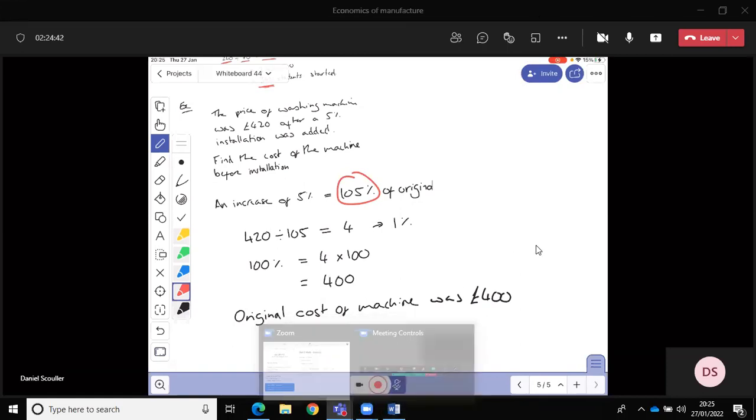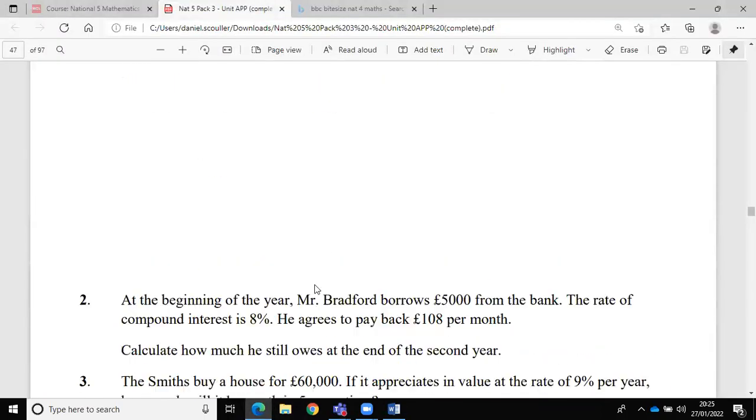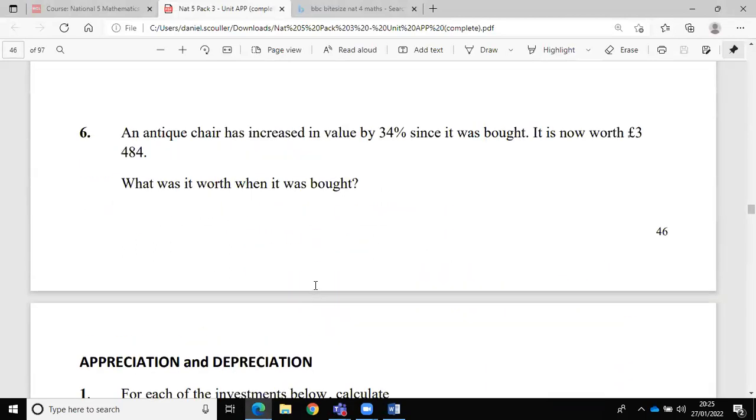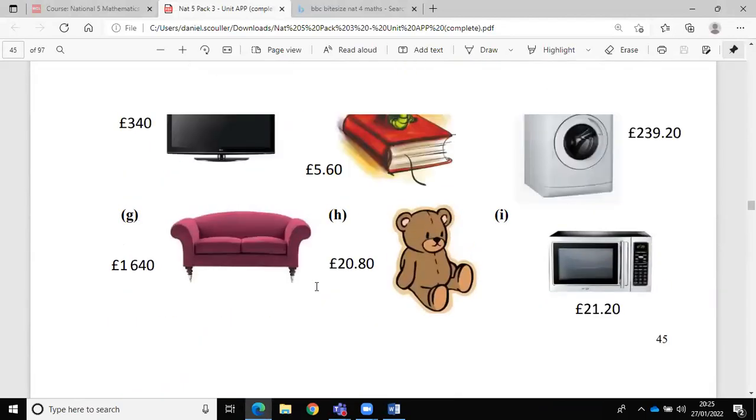That is as tricky as percentages come. And I've tried my best to confuse you. I don't think they were particularly well explained.